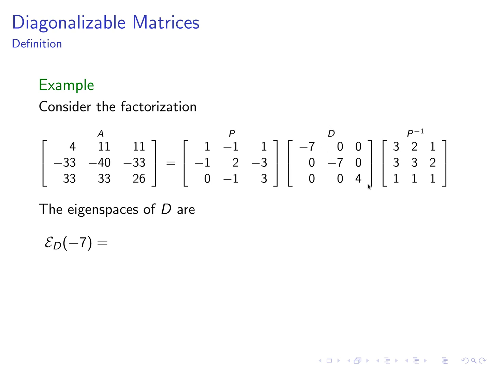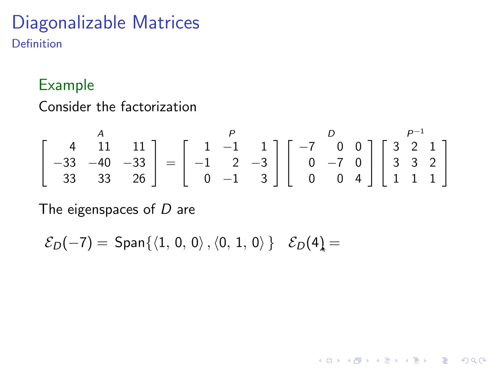Since D is a diagonal matrix, we immediately know what its eigenvalues are. They're -7 and 4. And the eigenspaces are easy to calculate too. If we subtract -7 from the diagonal of this matrix, we get 0, 0, and then 11. So the eigenspace of D for lambda equals -7 is spanned by the two vectors 1, 0, 0 and 0, 1, 0. So finding this particular eigenspace for D is quite simple.